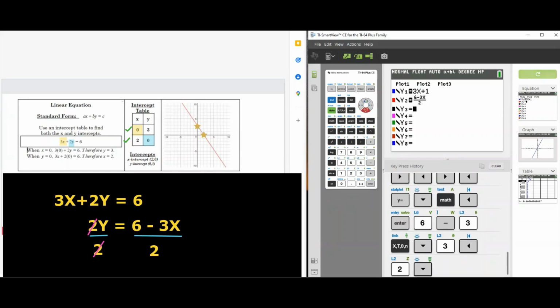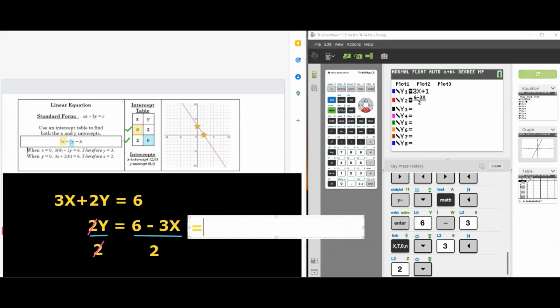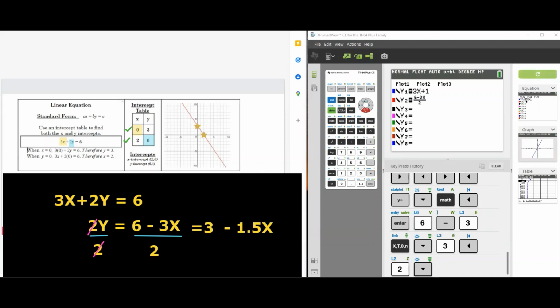But since I also know how to divide by 2 and write an equation in slope-intercept form, this is equal to 3 minus 1.5x. And then if I'm coding it in the calculator and I want it to look like the blue line, I would put the variable term first. So then I would have negative 1.5x plus 3.